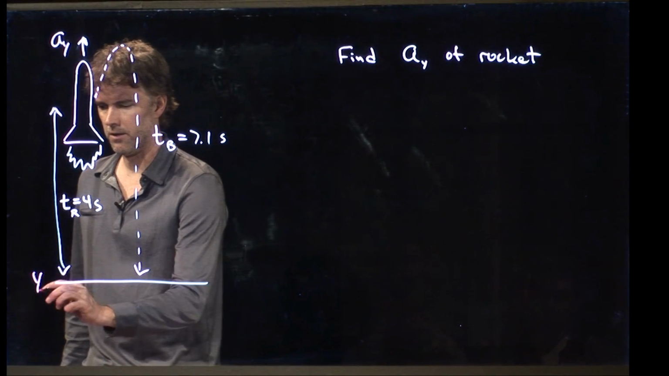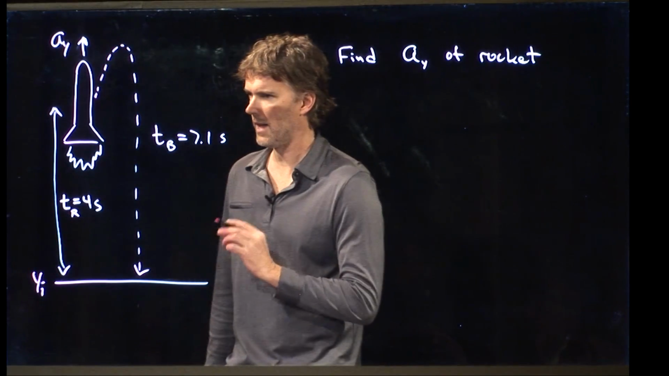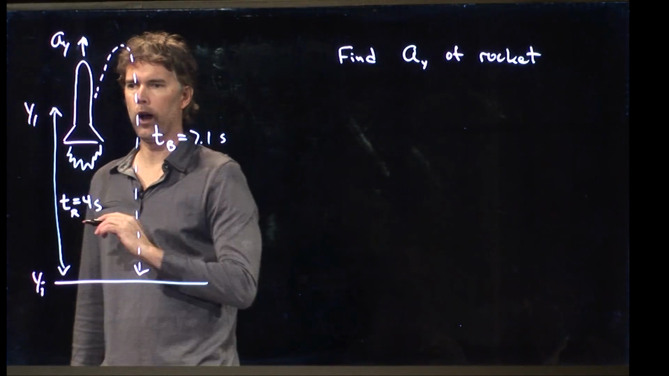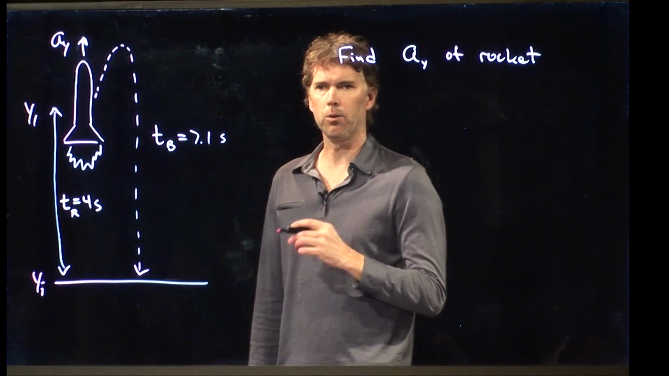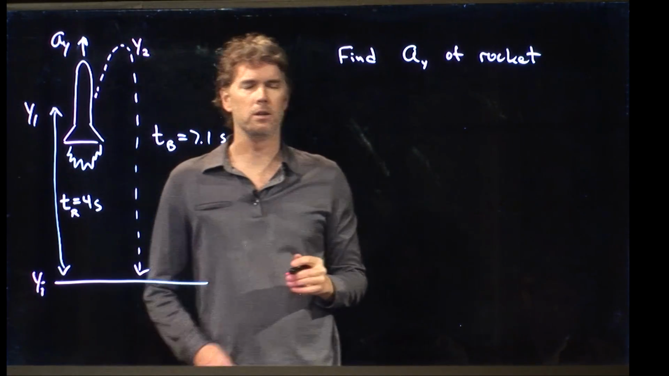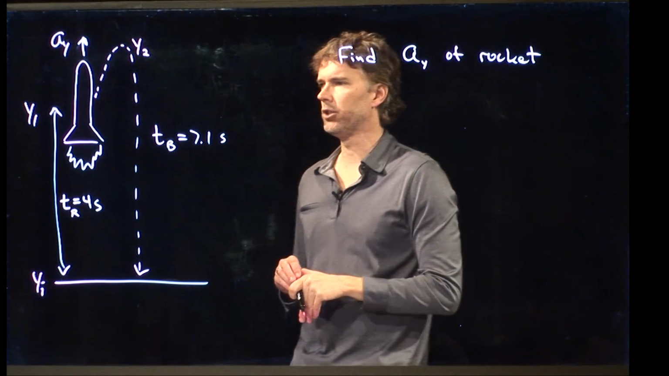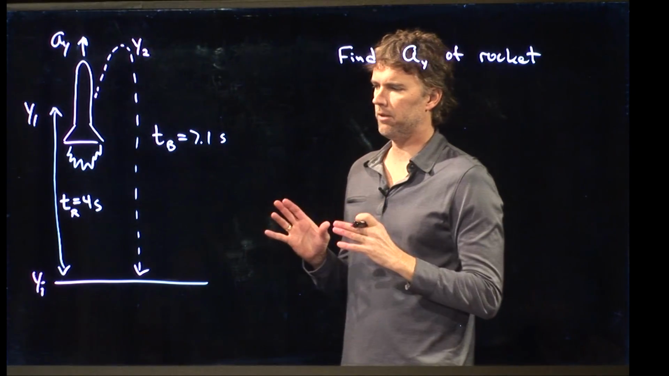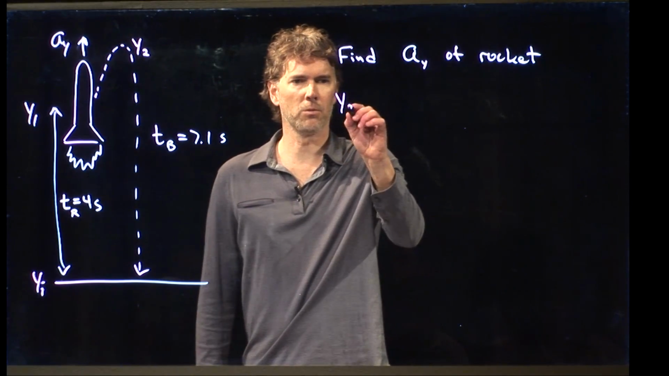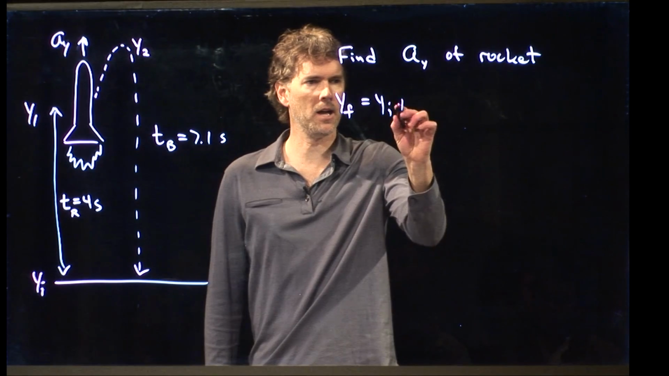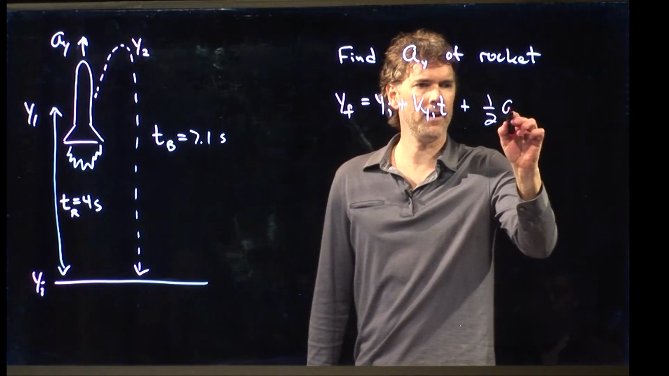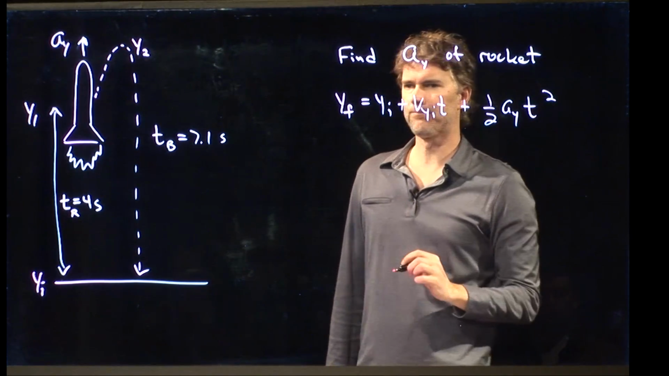This is the initial position of everything that we can call 0. Let's call this height y1, which is how high the rocket is when the bolt comes off. Let's call this height up here y2, how high does the bolt actually get? And let's see if we can make some sense of this. So first off, we have a nice equation that looks like this: yf equals yi plus vyi times t plus 1/2 a sub y t squared.